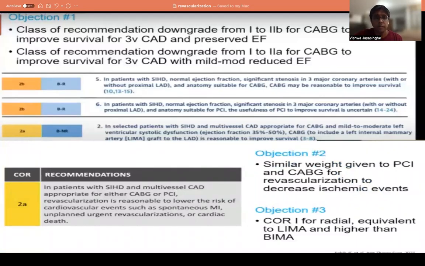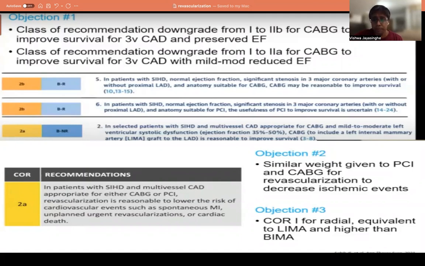One, they have downgraded the recommendation of CABG from 1 to 2B to improve survival in 3-vessel coronary artery disease with preserved ejection fraction. They don't like it. As well as the downgrade of the recommendation for CABG from 1 to 2A for EF less than 50 patients. Because of those 2 things, they are against these guidelines.